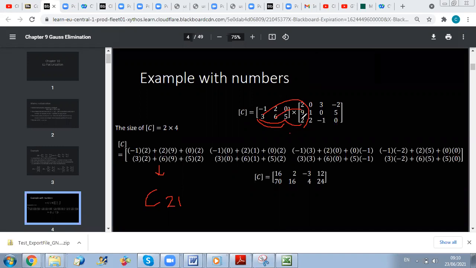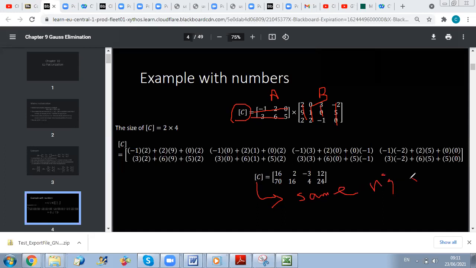As you can see, you can deduce that when I do A times B, the result C will have the same number of rows as A and the same number of columns as B.